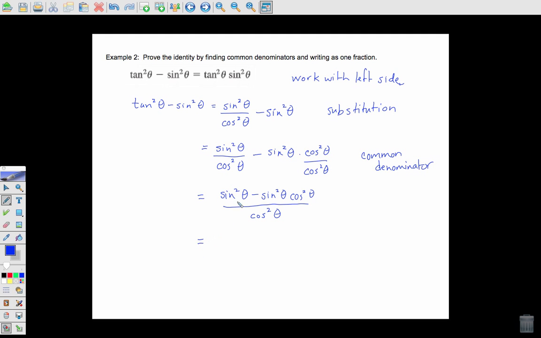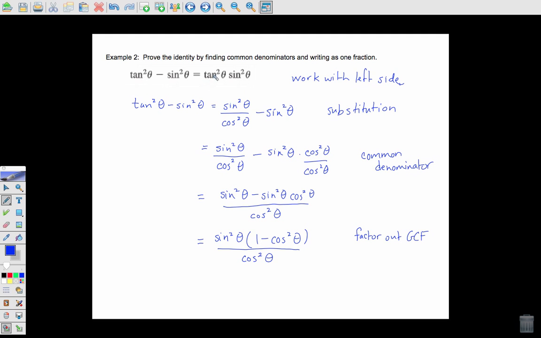Then I'm going to work with my numerator. In the numerator, I have a greatest common factor. So my next step is going to be taking out that greatest common factor. I'm going to divide both of these by sine squared theta. And I'm just going to write what I did over here: factor out the greatest common factor.